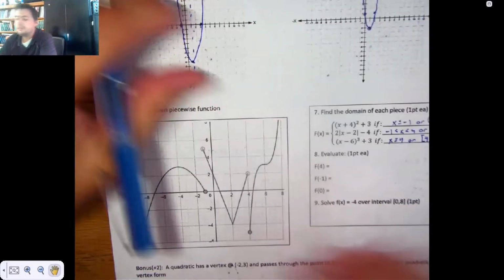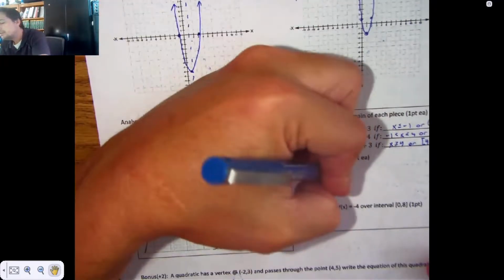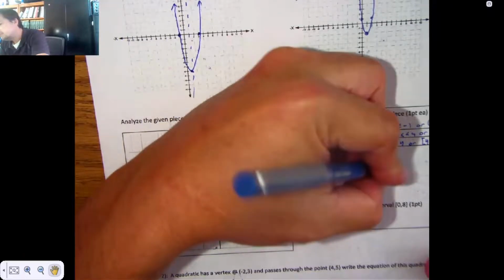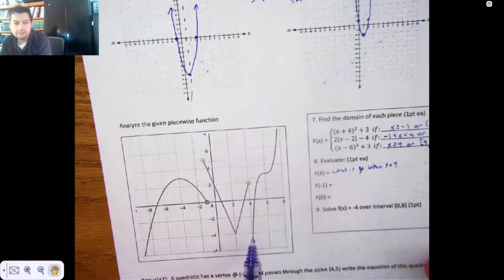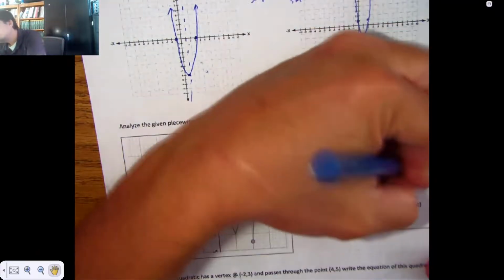All right, number 8 is some evaluation. Evaluate f of 4, so I go to where x is 4. I know some of y'all really struggle with this, but this is what is y when x equals 4. So that's why I'm going to where x is 4, and I'm looking at the y value. The y value looks to be smack dab in between negative 4 and negative 6, so that would be negative 5.